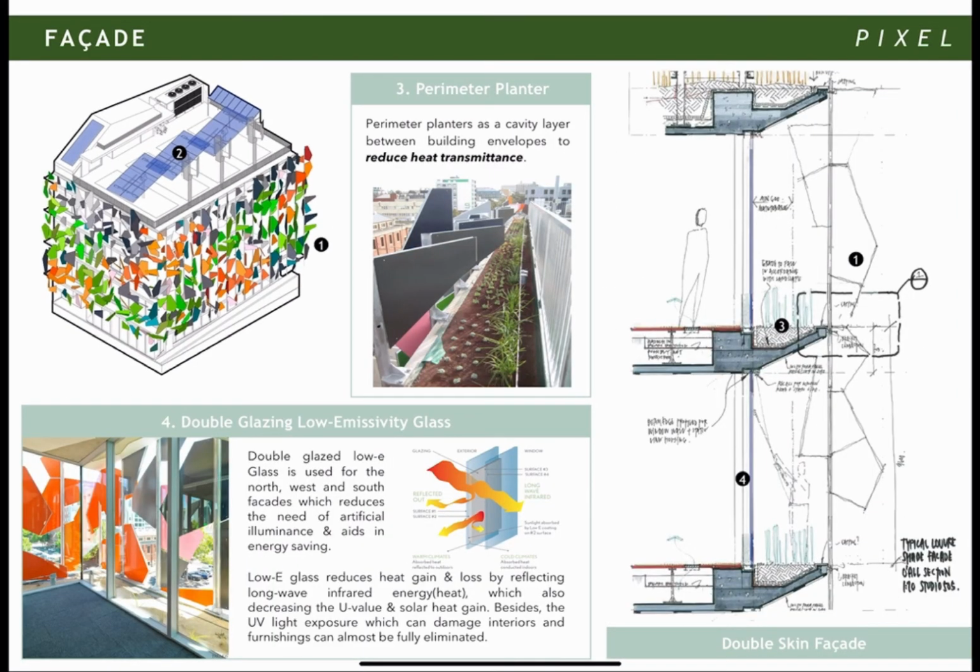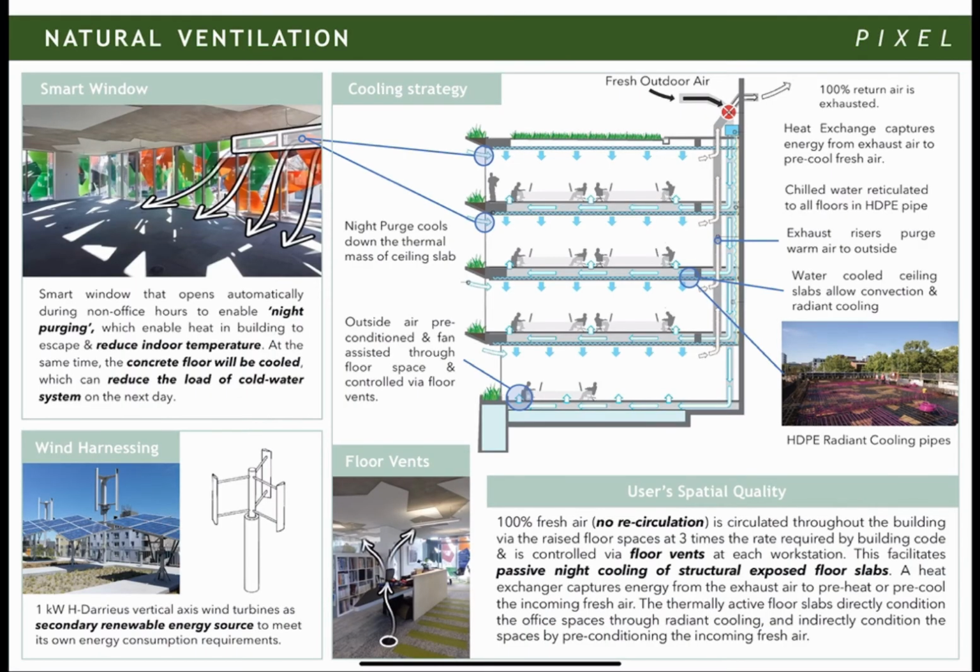In the section, we can see perimeter planters as a cavity layer between shading panels and inner glass to reduce heat transmittance. The inner skin of the facade uses double glazed low emissivity glass, which reduces the need for artificial illuminance and aids in energy saving. Low E glass reduces heat gain and loss by reflecting long-wave infrared energy, which also decreases the U value and solar heat gain. Besides, the ultraviolet ray which can damage interiors can be minimized. For natural ventilation, Pixel building has a smart window system that opens automatically during non-office hours to enable night purging.